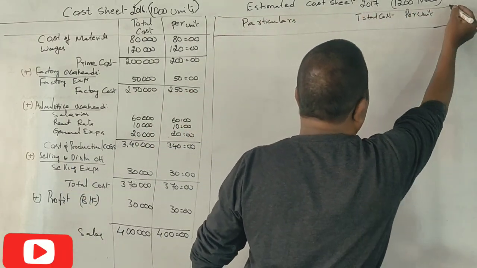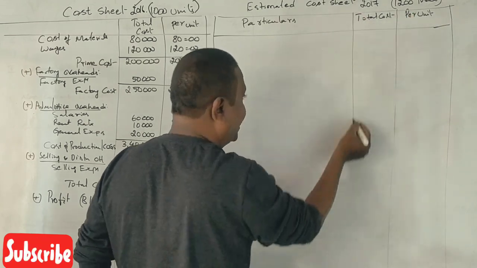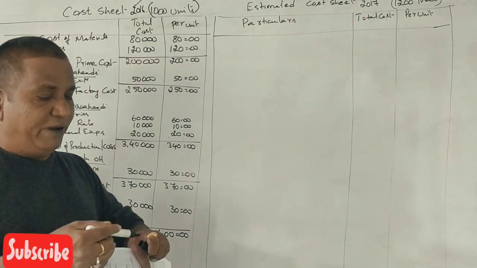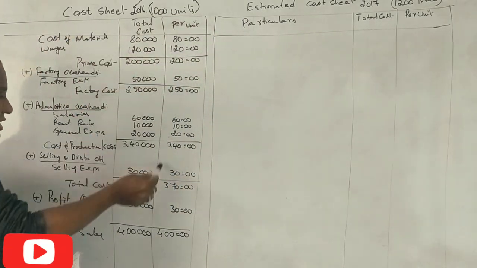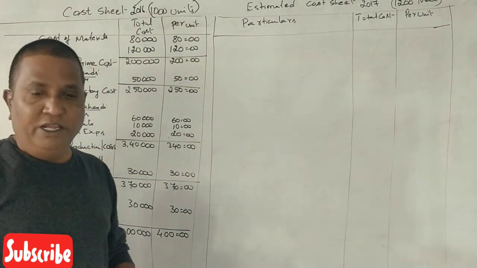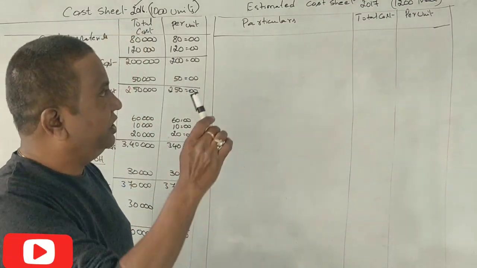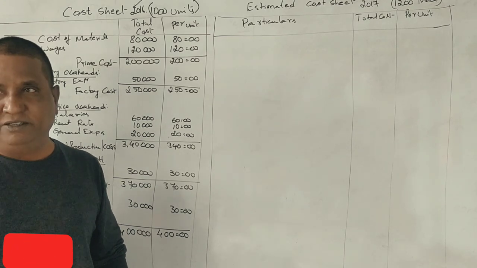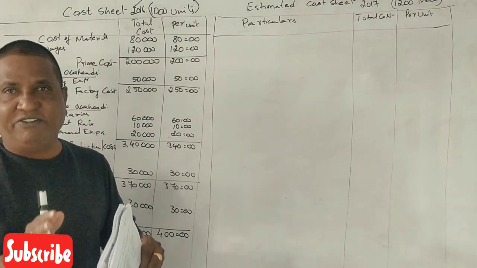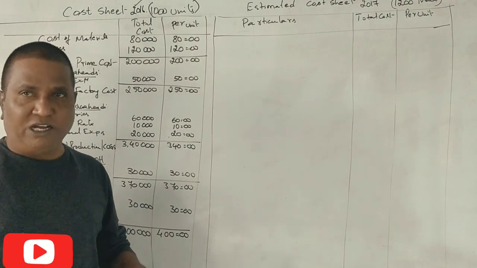Take your calculators and be ready. Now, what is given in the adjustment? Let us see. When you are manufacturing 1000 units, you incurred different expenses in a different way. Now, in the next year, in the year 2017, you are manufacturing 1200 machines. From 2016 to 17, prices increase or decrease.